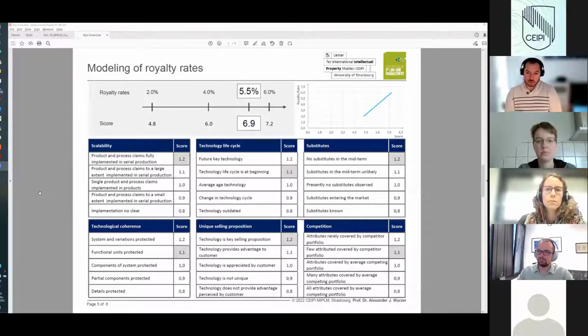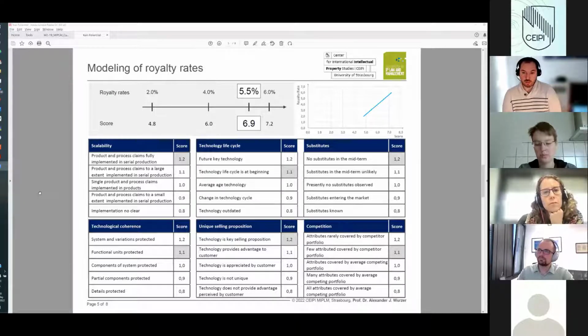To do that, we are going to use a linear model that you see on the screen, which essentially correlates the royalty rates with a parameter called score, which represents essentially the quality or the strength of our patent portfolio in terms of quality and technology.